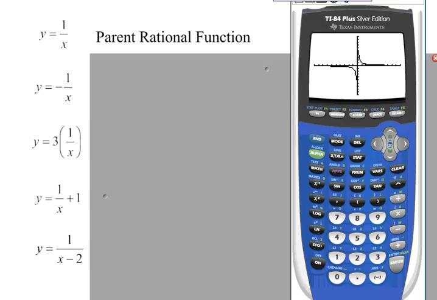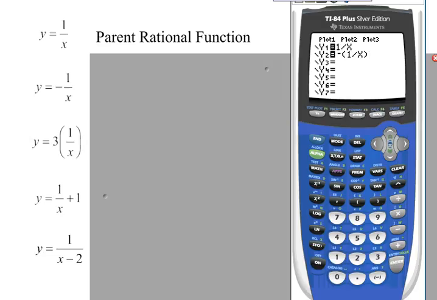Now what we're going to do is we're going to graph some of these others and compare it to the parent function to see what transformation has happened. So let's go back to our y equals. We're going to leave 1 over x in our y1. And now let's type in our second function here. Y equals -1 over x. So type negative, but make sure you put your 1 over x in parentheses so that we're telling the calculator that the whole thing's negative. And now let's graph it.